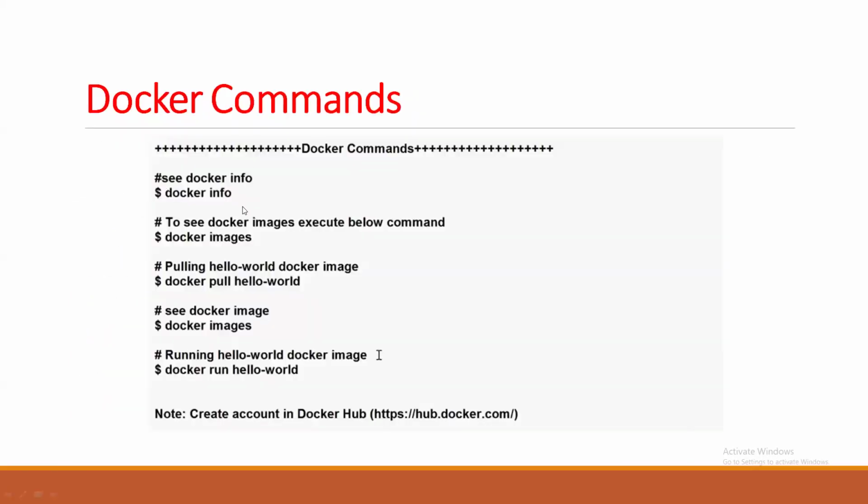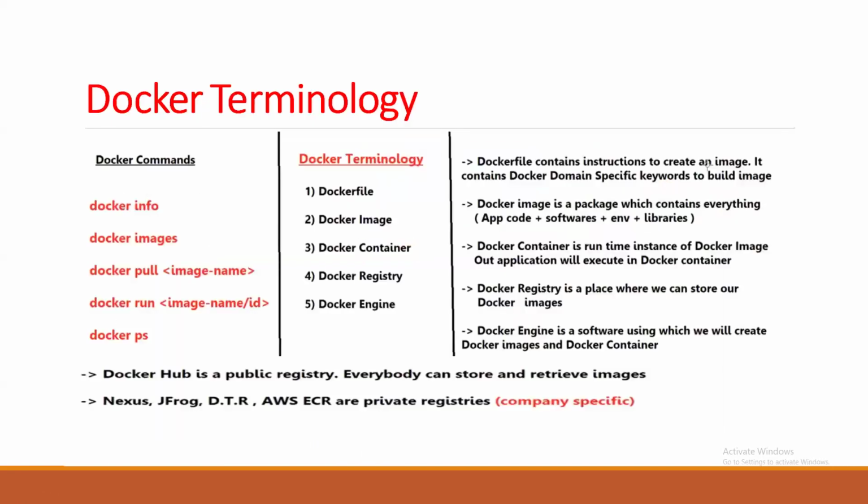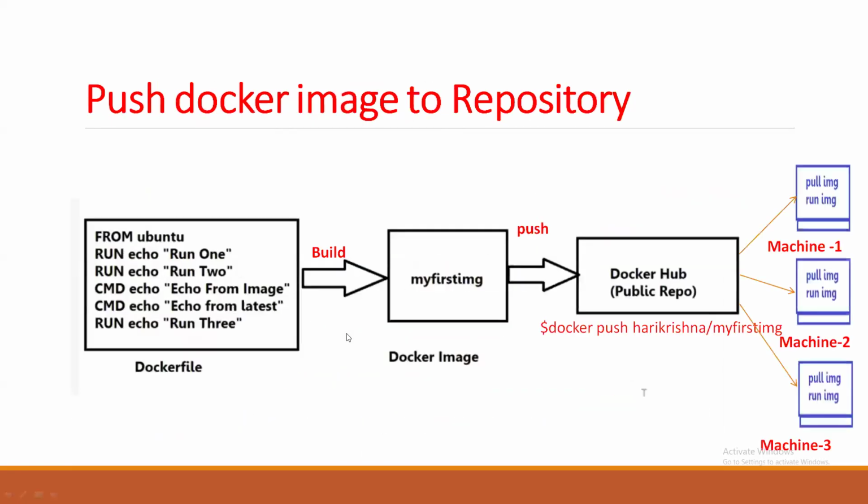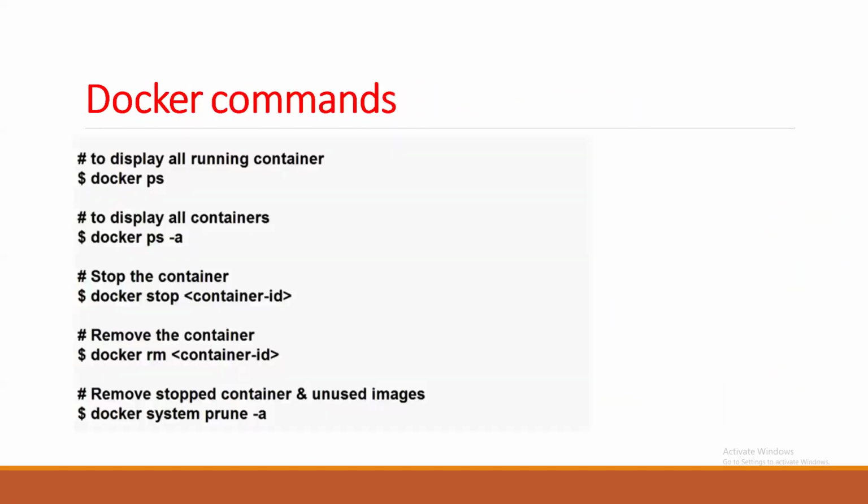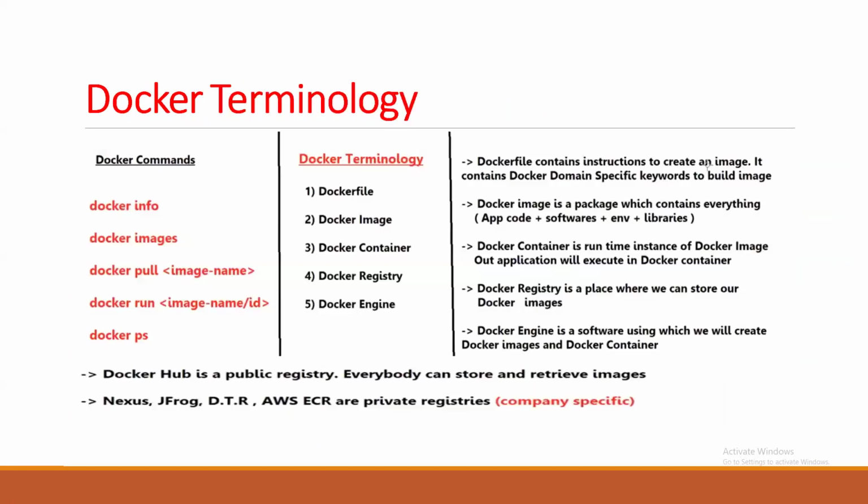So docker info to see the info, docker images to see the Docker images. Execute the below commands: docker pull hello-world, docker images, then run hello-world with docker run hello-world. You should create a Docker Hub account, you already created it, right? So these are the commands. Guys, understood? We'll run another application in a second, wait, I will show you.